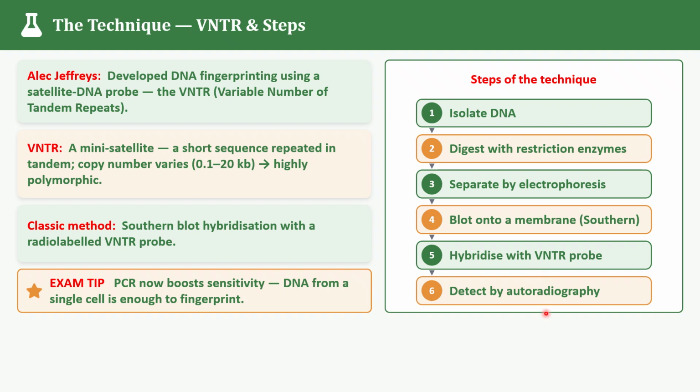And next process is detection by autoradiography. So the hybridized DNA fragments are detected by autoradiography. What happens? Already we know the VNTR probe goes and binds with the complementary strands. Now it can be detected by autoradiography. So this produces a pattern of bands, and these bands together form the individual characteristic DNA fingerprint.